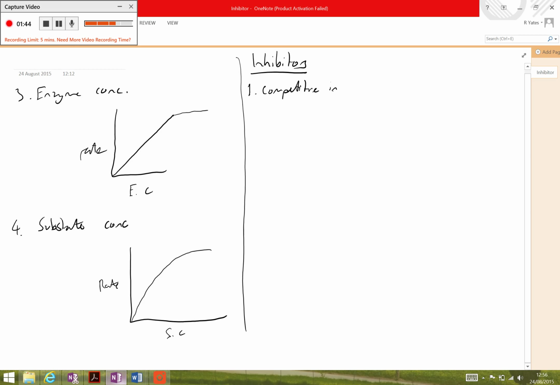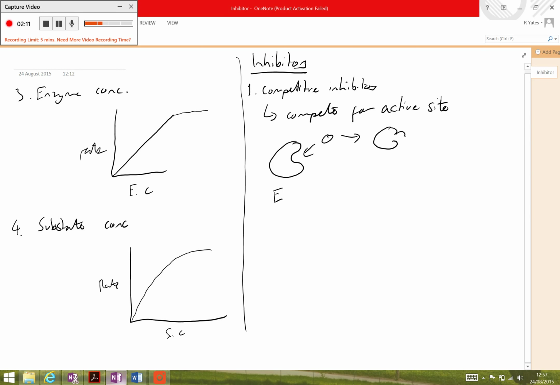competitive inhibitors, and they will compete for the active site with the substrate. They'll be the same shape, complementary to the enzyme's active site. So there's your enzyme, your substrate like that. It'll want to bind in there, and if it does, happy days. There's your enzyme, there's your substrate, and you'll get your enzyme-substrate complex. You've got your reaction here.